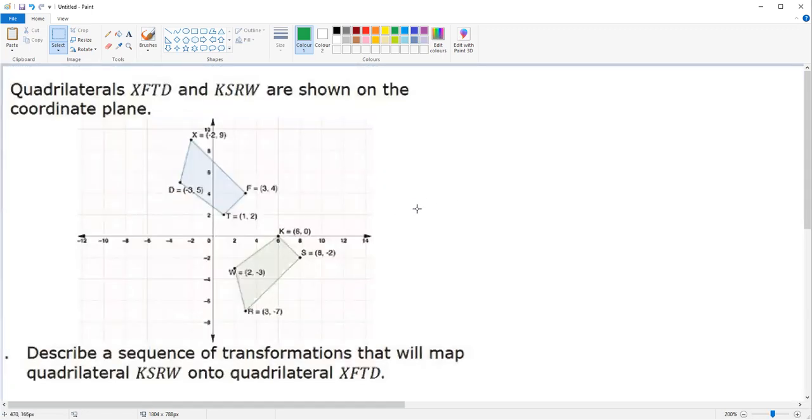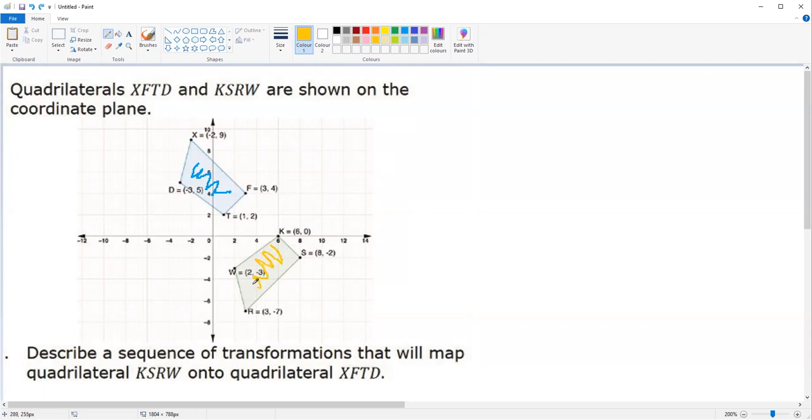All right, so here's our first set: quadrilateral KFTD and quadrilateral KSRW are shown on a coordinate plane. Describe a sequence of transformations that will map the blue one to the yellow one. So this is our blue one here, and our yellow one's here. I'll cover up the coordinates.